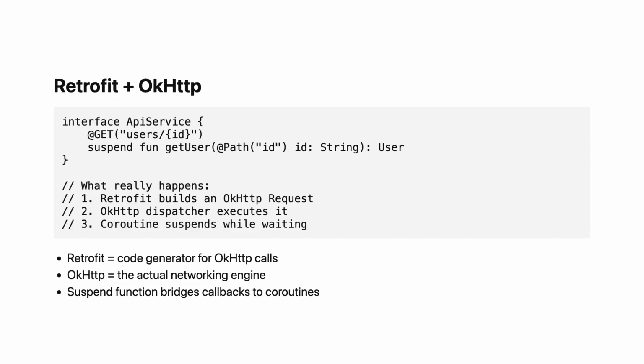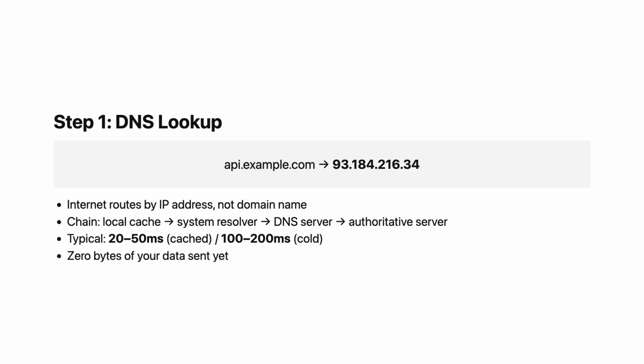The first thing that needs to happen is figuring out where to send this request. You specify the URL like api.example.com, but the internet does not route traffic by name. It routes by IP address, a numerical address like 93.184.216.34. So OkHttp needs to translate that domain name into an IP address. This is called a DNS lookup, and it works like a chain of phone books.